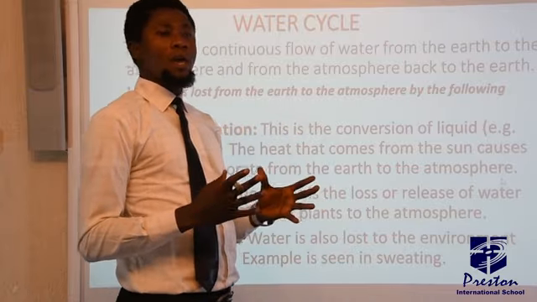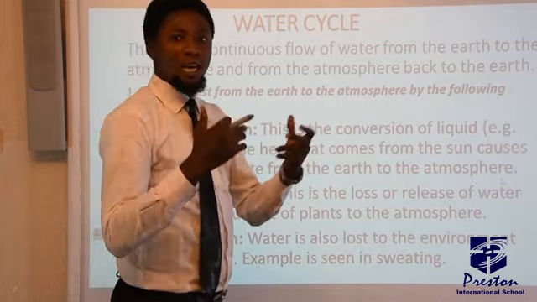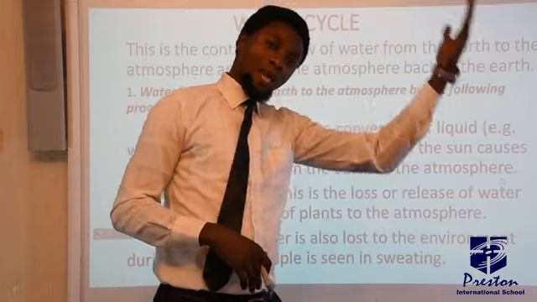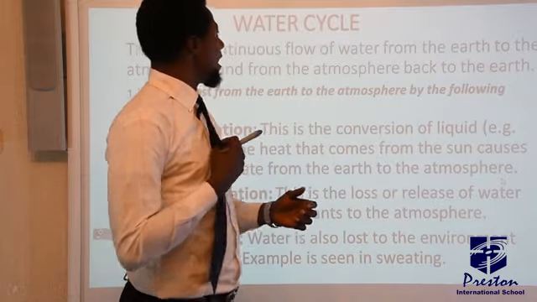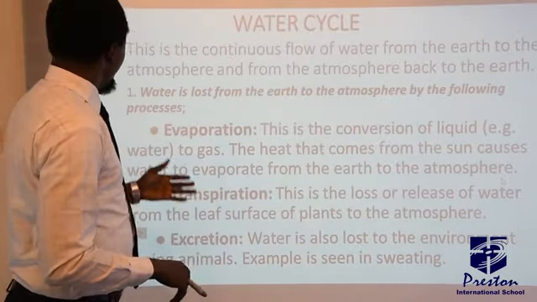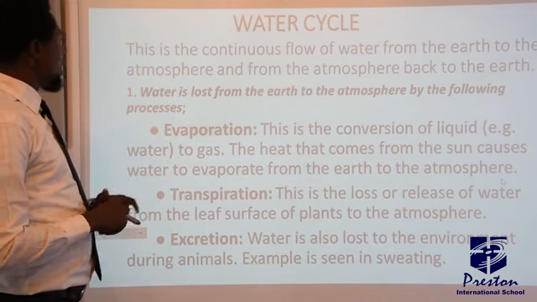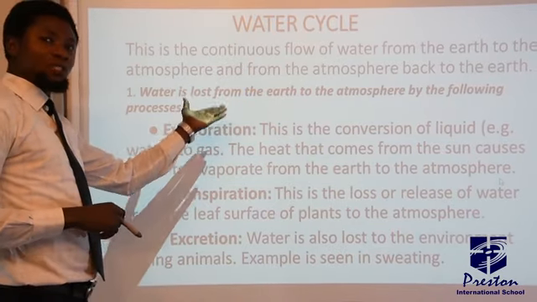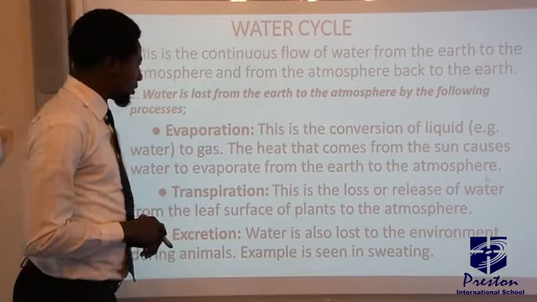Water cycle is the process by which water flows in all parts of the earth, from the earth to the atmosphere and from the atmosphere back to the earth. Then what are the various processes by which water is circulated from the earth to the atmosphere? Number one, we talk about evaporation.